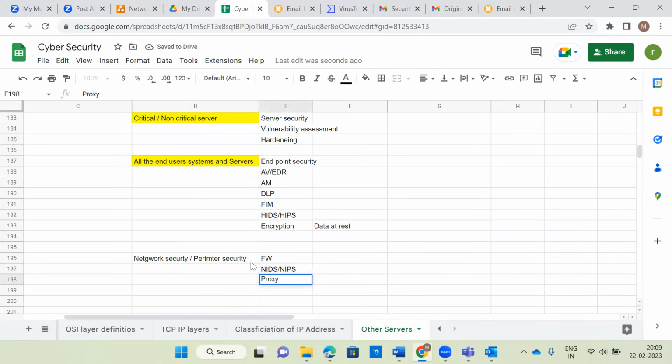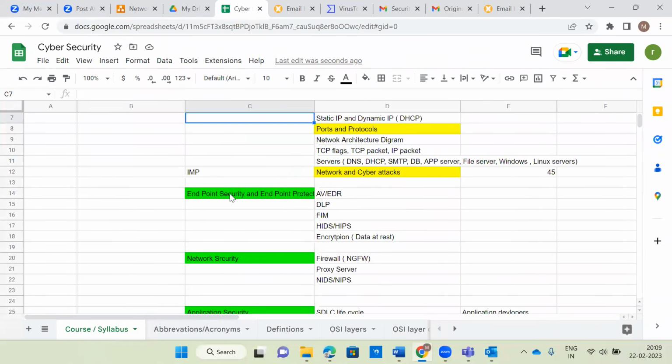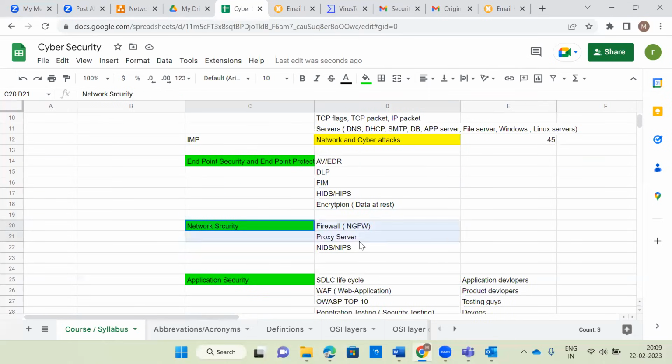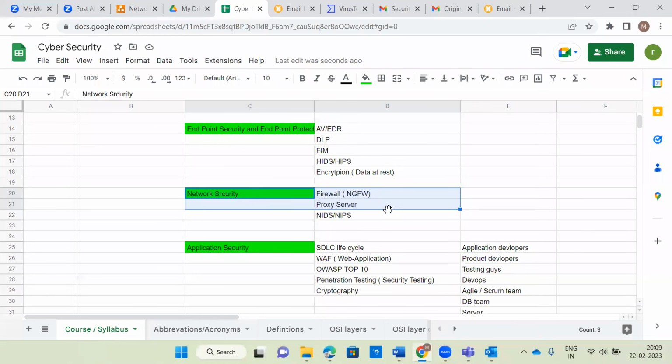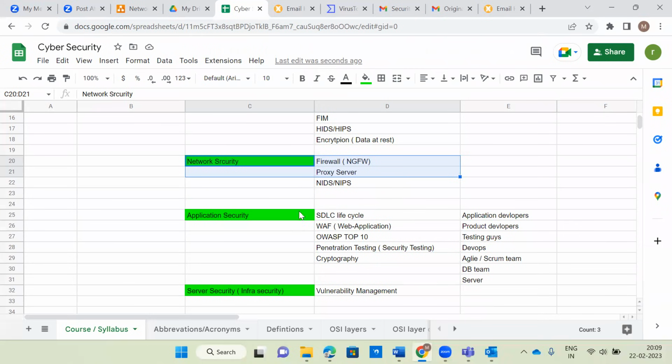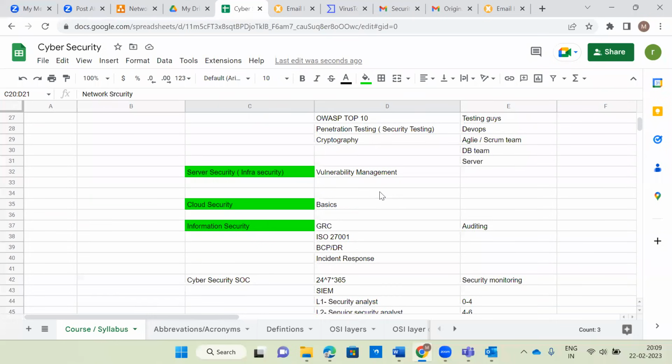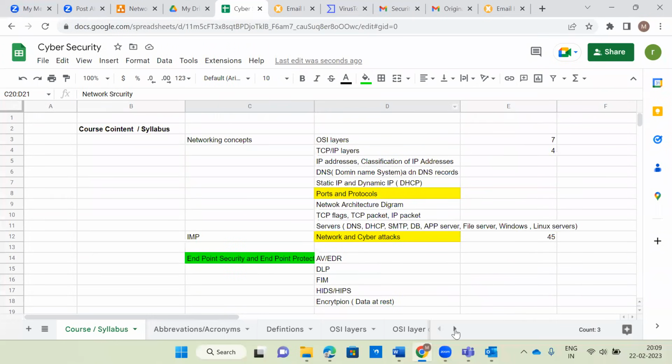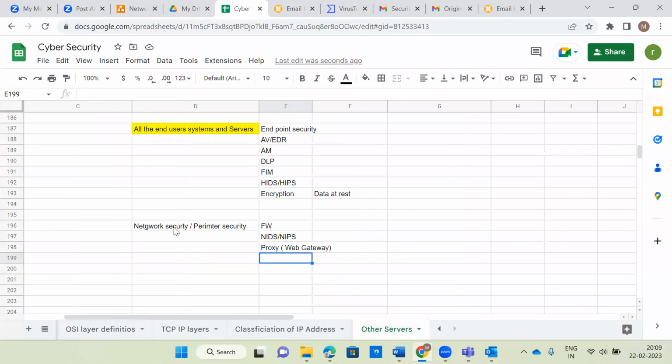What is another name for proxy? Web gateway. So this is the very first topic, guys. There is no need for confusion. You can go and see the course content: endpoint security, network security, the very first class. Are you checking whether I am covering every topic or not? Yes, sir. Okay. So that is about network security, also called perimeter security.